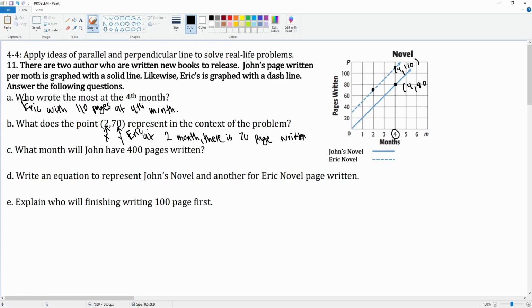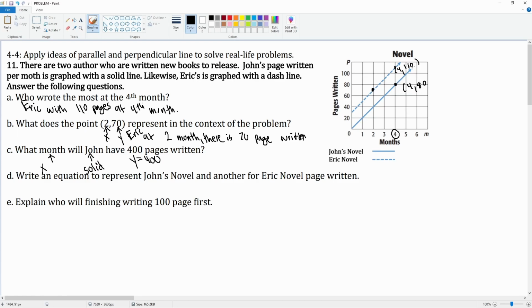So next we want to take a look at John. At what month did John write 400 pages? So this is y equals 400, and they're looking for a month, which is your x value. And John, it is the solid line. So let's take a look at the solid line. The solid line here, where is that equal to 400? That is very difficult to figure out, because the number here only goes up to 100. However, we can take a look at the graph.